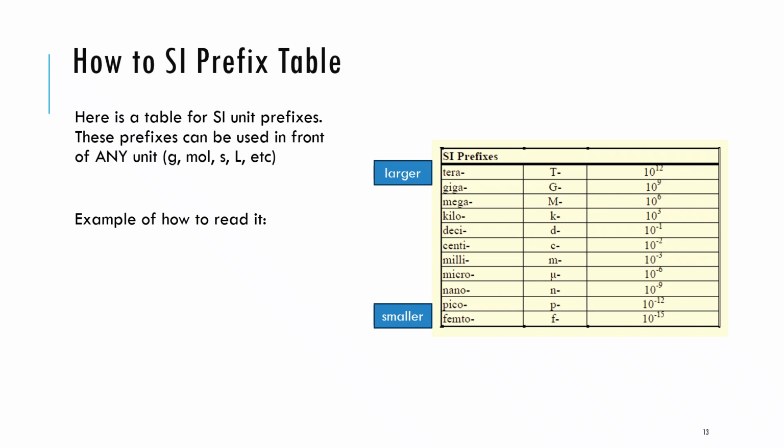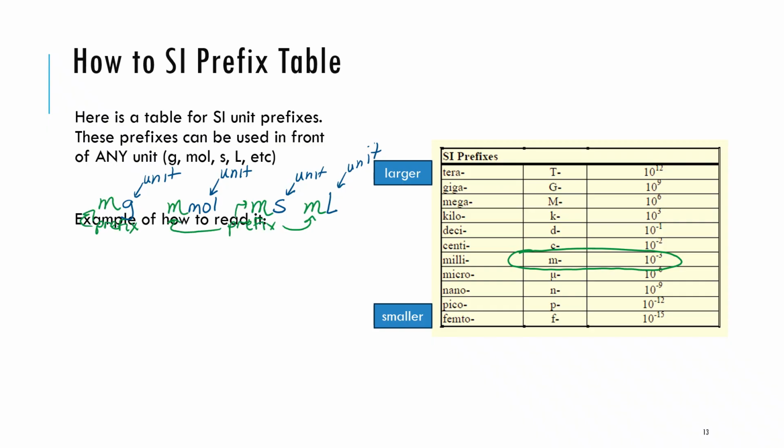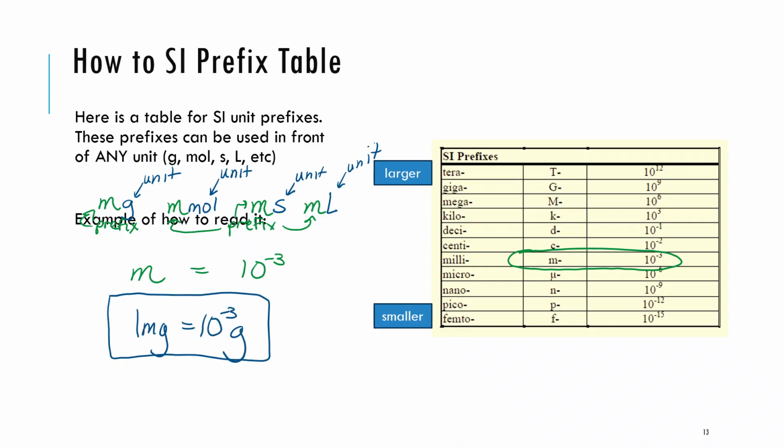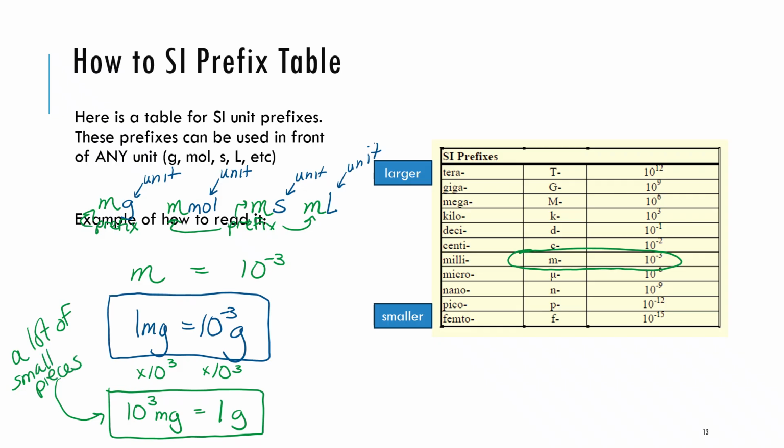SI prefixes can be used with any metric unit, such as grams, moles, seconds, liters, or meters. This gives us units like milligrams, millimoles, milliseconds, milliliters, and millimeters. The prefix milli with a symbol of m represents 10^-3. This means that 1 milligram is equal to 10^-3 grams, or 1/1000th of a gram. We can also write this relationship another way by multiplying both sides by 10^3. This shows us that 1,000 milligrams is equal to 1 gram. In other words, it takes many small units to make one larger unit.